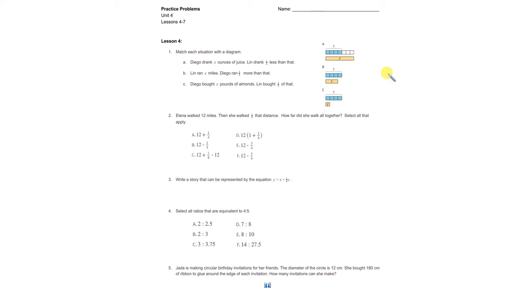Yes, we're looking at our practice problems for this week, starting in lesson 4, going all the way through lesson 7. And the first page is all of the problems from lesson 4. So let's jump right in.